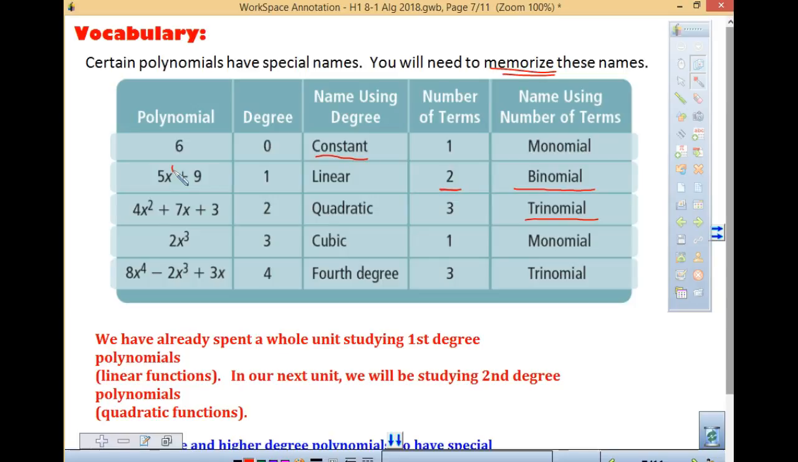When we are looking at how you determine if a function is linear, we determine it because we are looking at the x's to the first power. This one has 3 terms, so it's a trinomial, and our largest degree is 2. So we call that a quadratic.